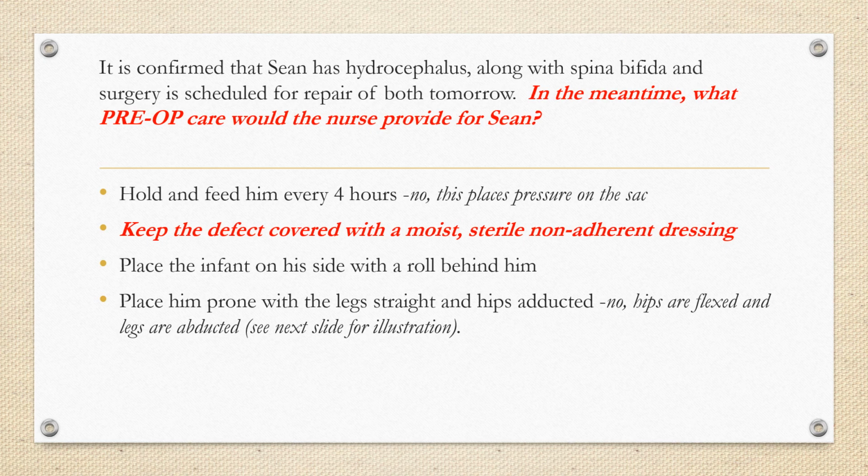Keep the defect covered with moist, sterile, non-adherent dressing. Yes. Place the infant on his side with a roll behind him? No. Which goes on to my next one: place him prone with the legs straight and hips adducted? No, we want the hips flexed and the legs abducted. So we're going to show you a slide now with an illustration of positioning. So the correct answer was to keep the defect covered with a moist, sterile, non-adherent dressing.